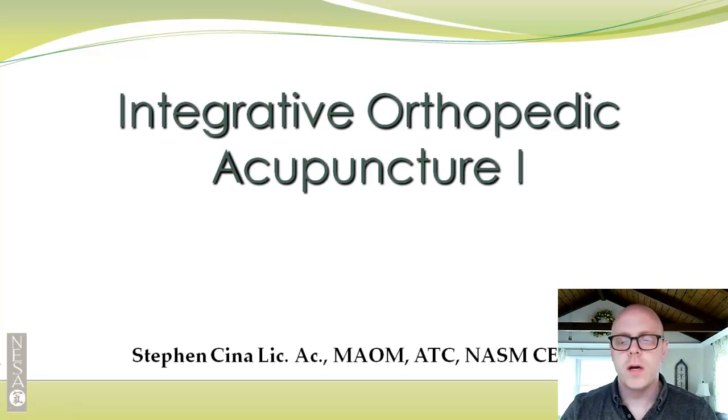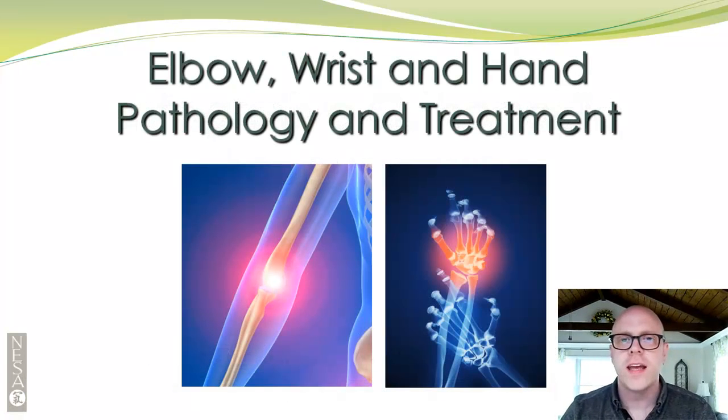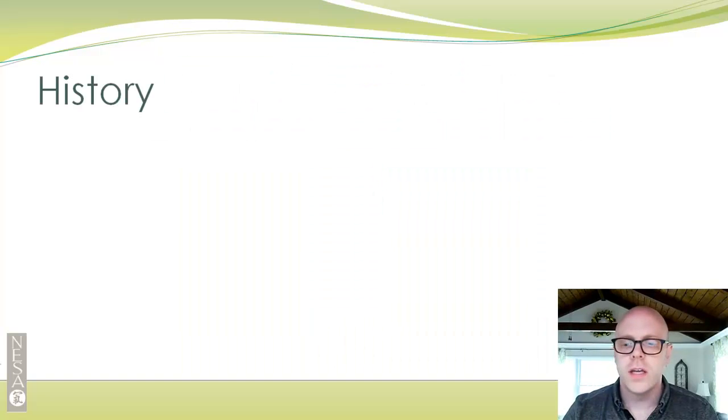Integrative orthopedic acupuncture of the elbow, wrist, and hand, or upper extremity. Let's get to it. The history. The first thing you want to be able to identify is the age of the patient.